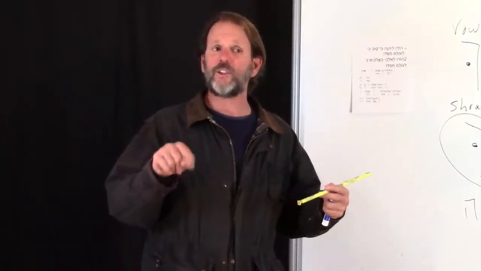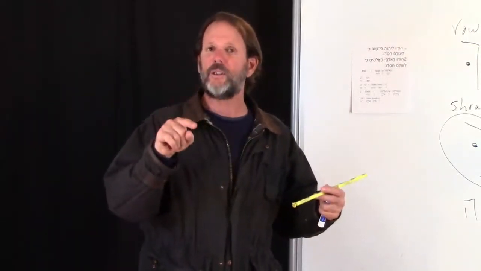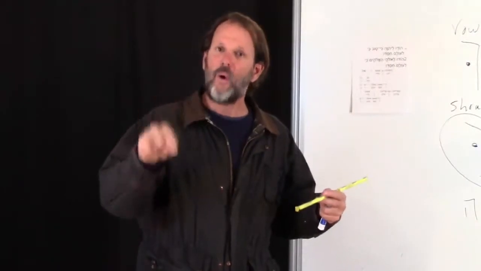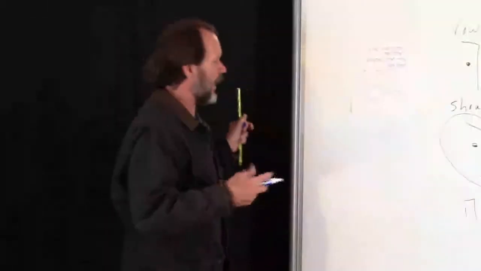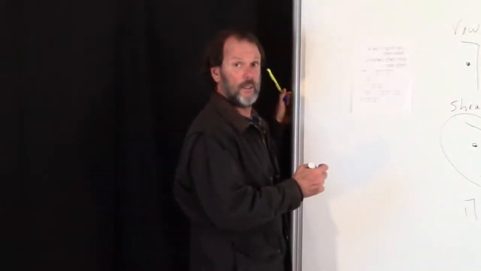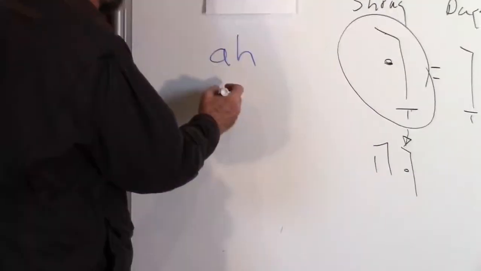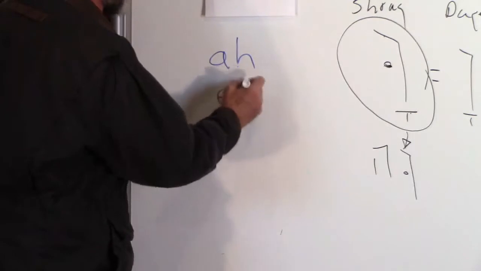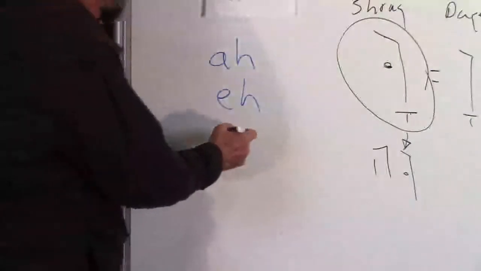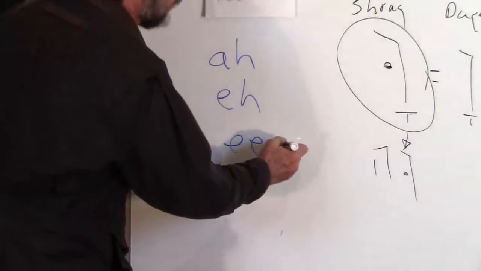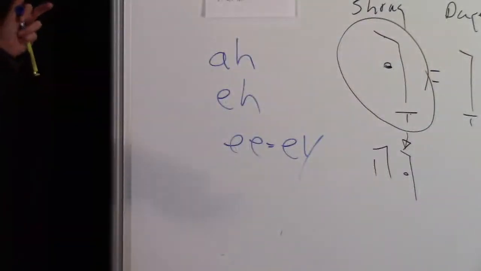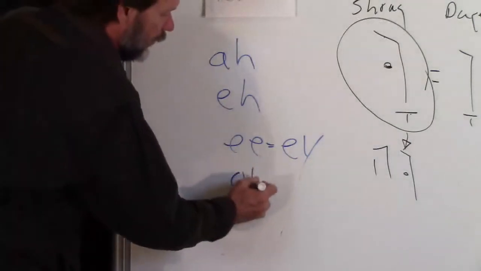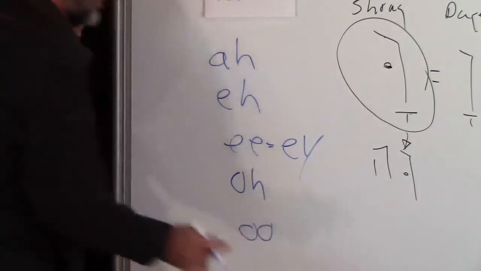Actually, I think I told you to start off with A-H, E-H, E-Y. I think I did that. Didn't I do that? It was EE. Oh yeah, so I did the A-H sound, then the E-H sound, then the E-E sound, and that's where I'm saying you could do an E-Y if you wanted, whatever helps you. And then I did the O sound, and then the O-O sound.